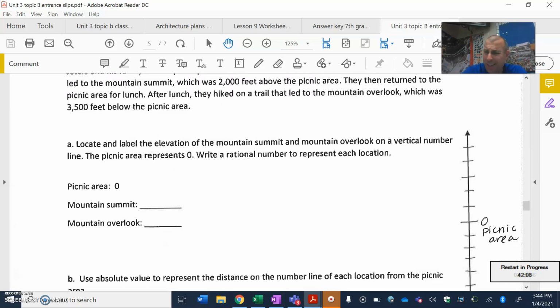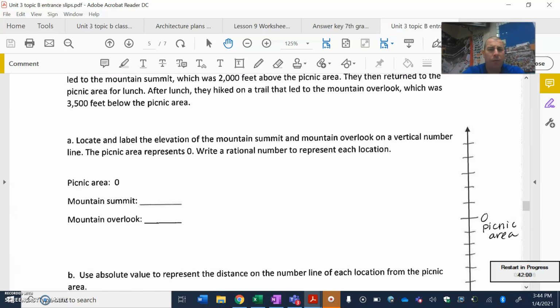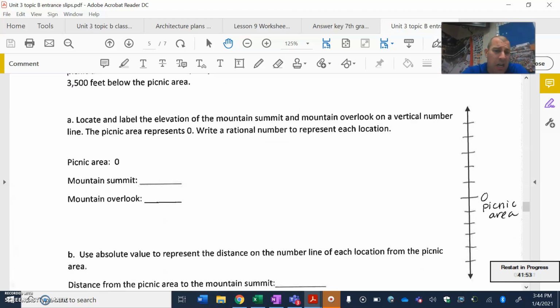I do see some tick marks here. I could count by thousands if I want to, but I also have 3,500, so I might want to count by 500s. No difference there. You know what? I'm going to count by thousands. Let's see what happens here. If this is my 0, this up here is going to be my 1,000, and that'll be a 2,000, and that'll be a 3,000.